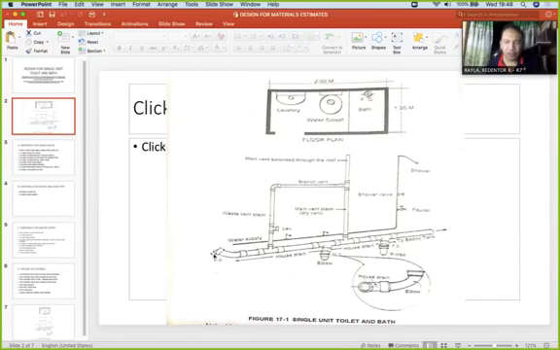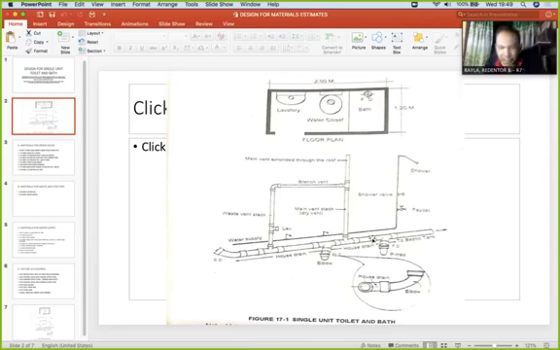So the flow of water is there. It is sloped. Okay, so of course, you have a distance. That's why you have the vent here. You have also another vent here, the main vent. So that's only a practical drawing. Of course, this applies to the single unit toilet and bath.